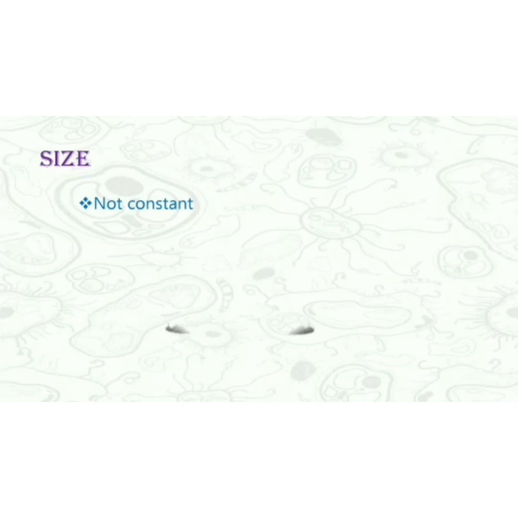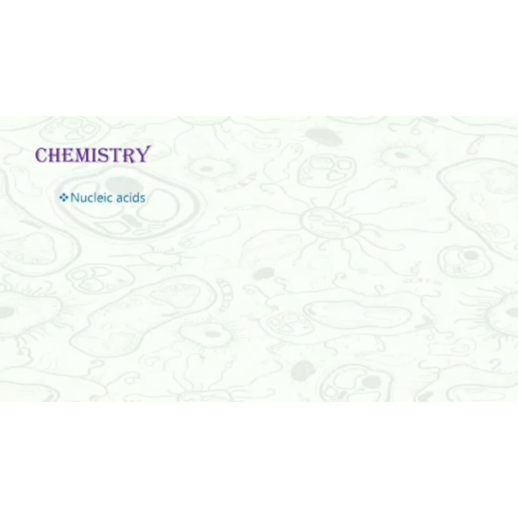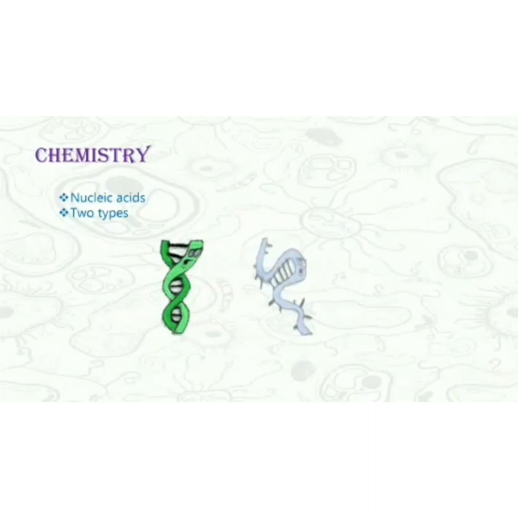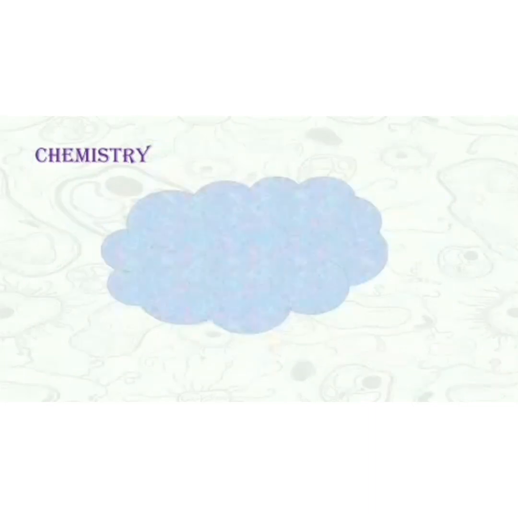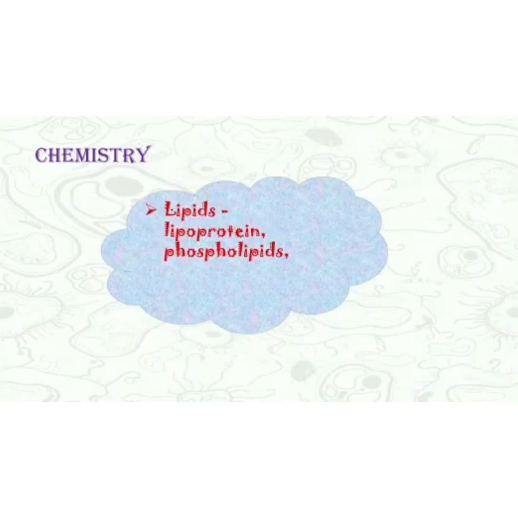For example, granulocytes. Chemistry. Nucleic acids are the most important constituent of the nucleus. Nucleic acids are of two types, namely deoxyribonucleic acid and ribonucleic acid. Lipids occur in the form of lipoprotein and phospholipids. It comprises about 3.1% of the total weight of the nucleus.